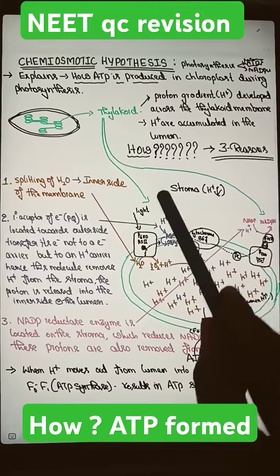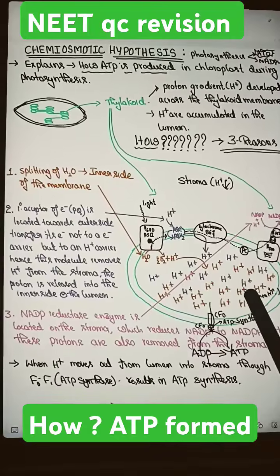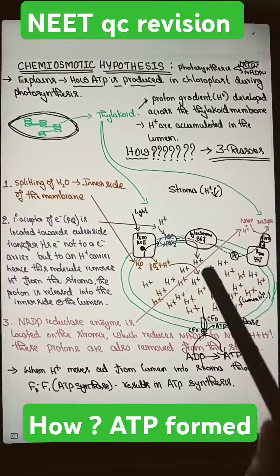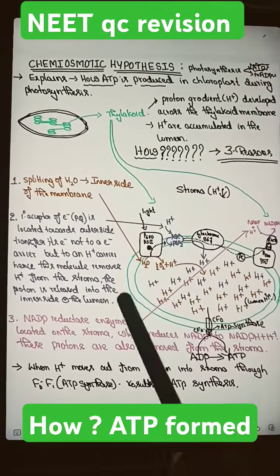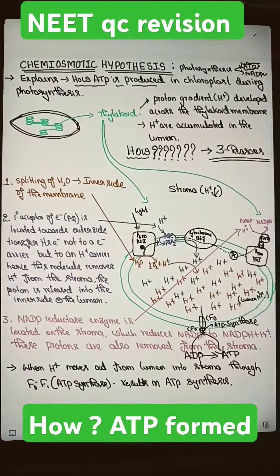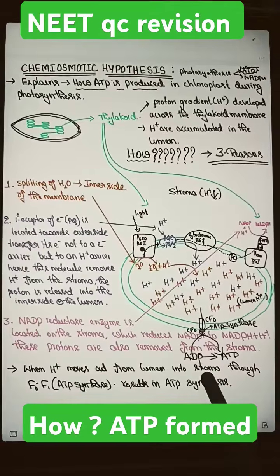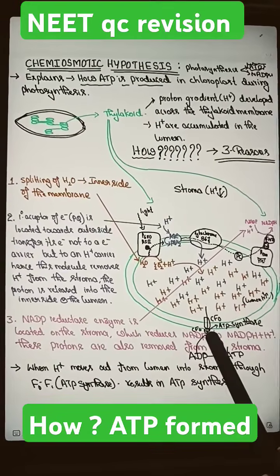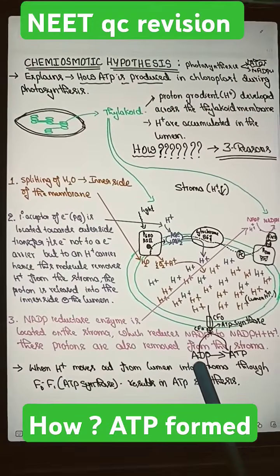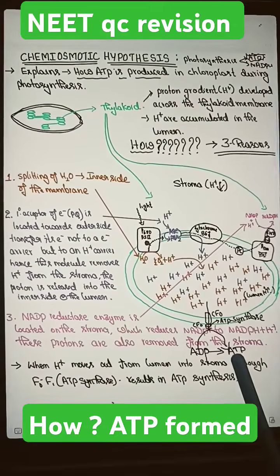Now, because of these three reasons, there is an increased concentration of H+ in the lumen and decreased concentration of H+ in the stroma. As a result, we know that all systems will try to be in equilibrium. So, to maintain equilibrium, from the lumen there is a pumping of H+ ions towards the stroma through the F0, F1 particle, which releases energy, and that energy is utilized for the conversion of ADP to ATP. This is how ATP is synthesized.